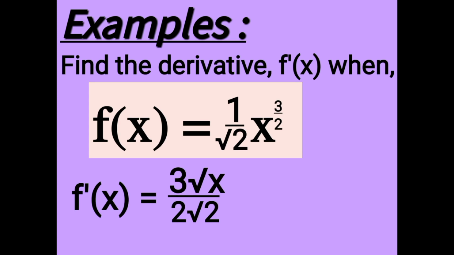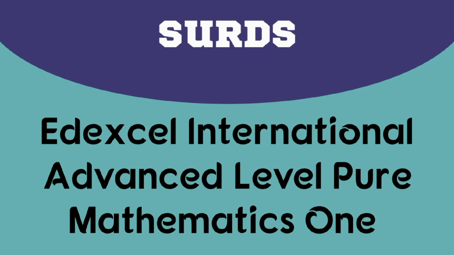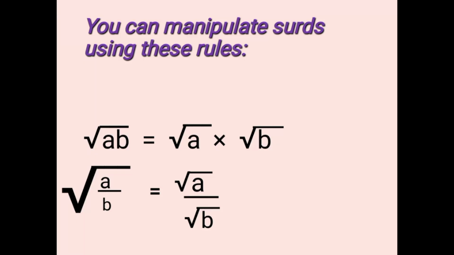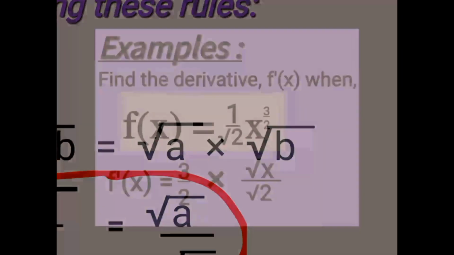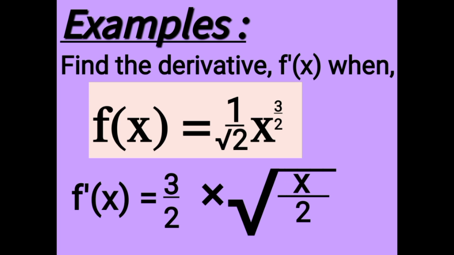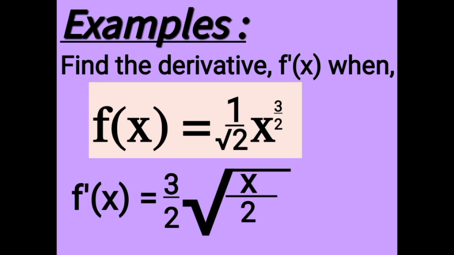I've already covered surds in one of my previous Pure Maths videos. If you want, check it out for more details. So, we learned that we can manipulate surds using these rules. Then using this rule, f dash x equals 3 over 2 times square root of x over square root of 2, equals 3 over 2 times the square root of x over 2. So, f dash x equals 3 over 2 the square root of x over 2.